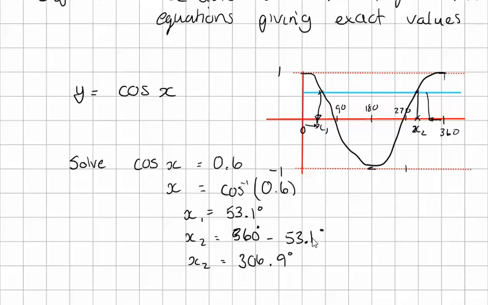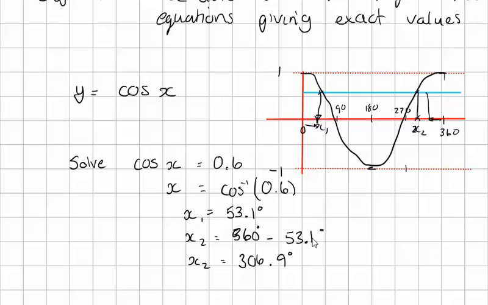So you need to solve cos of x equals something, and you have to be able to do it without your calculator. So you might say, how on earth am I going to know that 53.1 degrees, which has been rounded, is the answer to cos of x is 0.6? You're not expected to know that. But there are certain values that you are expected to know and remember.